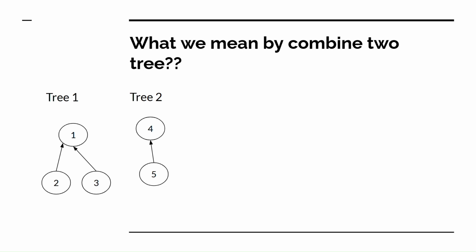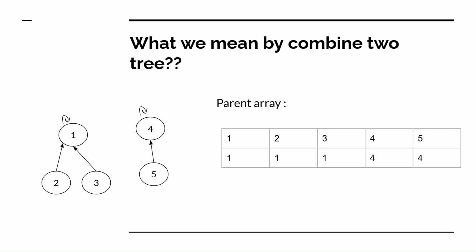What do we mean by combining two trees? Let's take an example. Suppose we are given a tree with nodes 1, 2 and 3, and another tree with nodes 4 and 5. We want to combine these two trees. Initially we represent these two trees in the form of a parent array. For 1, the parent is itself; for 2, the parent is 1; for 3, the parent is 1; for 4, the parent is itself; and for 5, the parent is 4. This is the representation of the trees we are given.